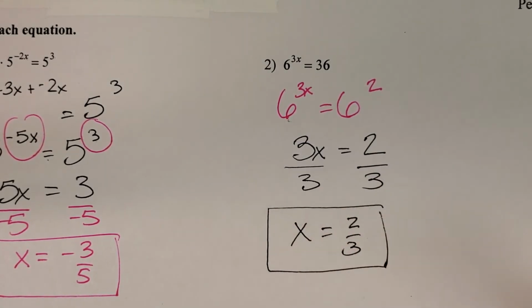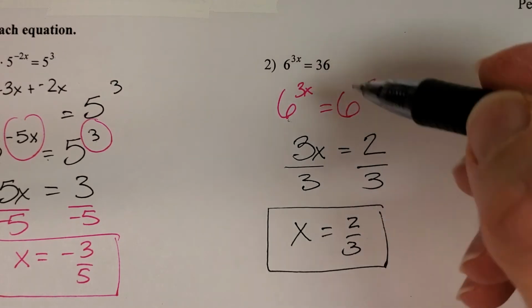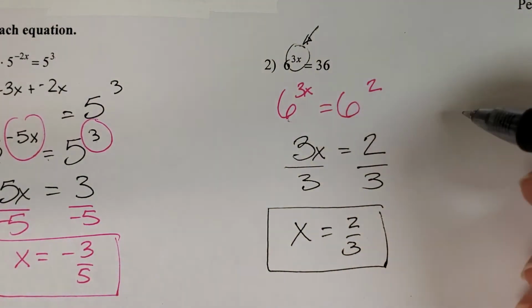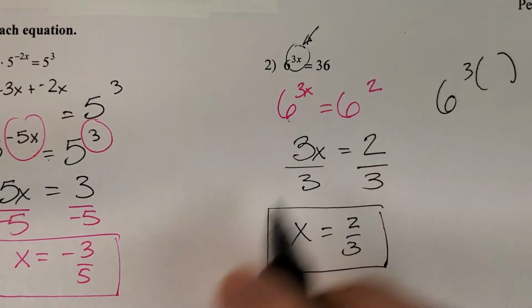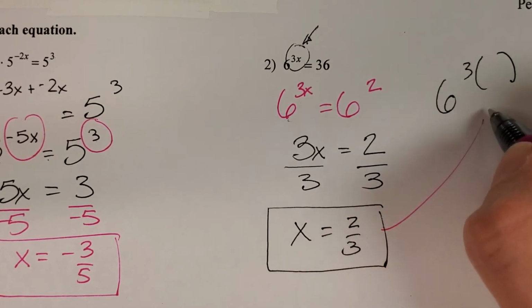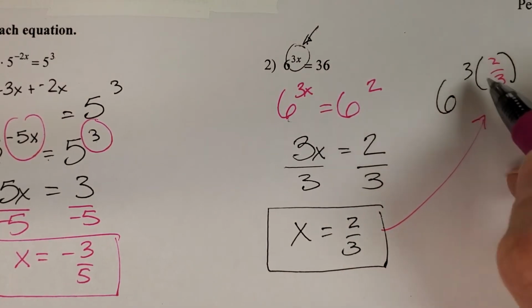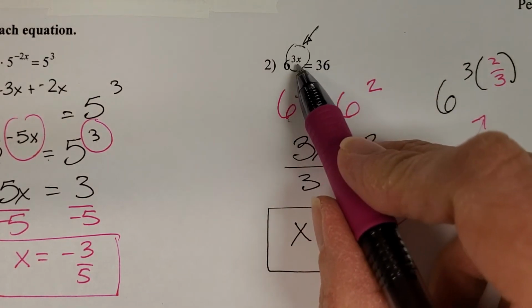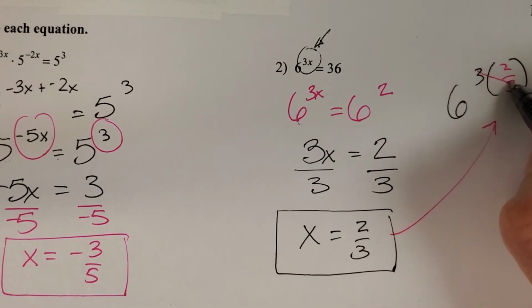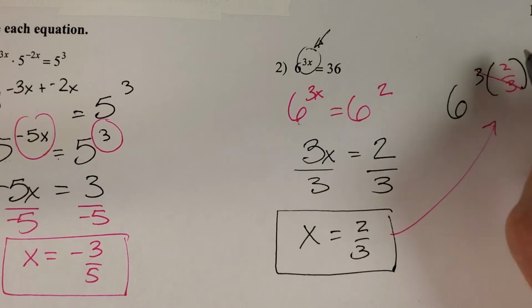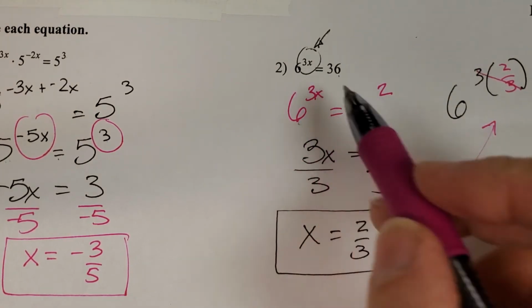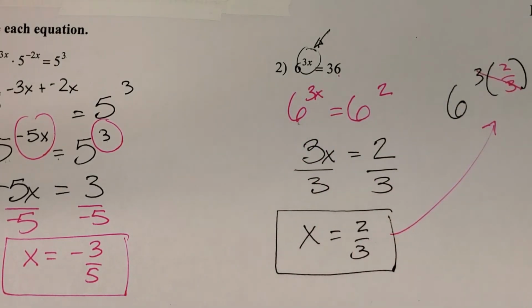And this one's easy to check, so I'll just show you real quick. If I put 2/3 in for x, x to the 3, and then I know that the power raised, multiplication, because it says 3 times x, that cancels and I get a 2. Is 6 squared equal to 36? Yes. So that's kind of how we check it.